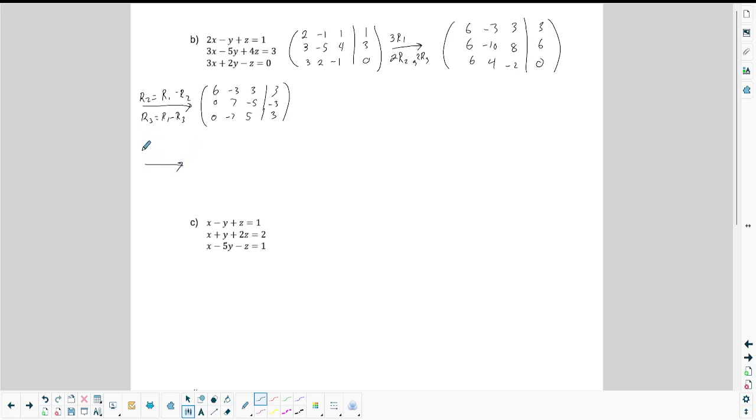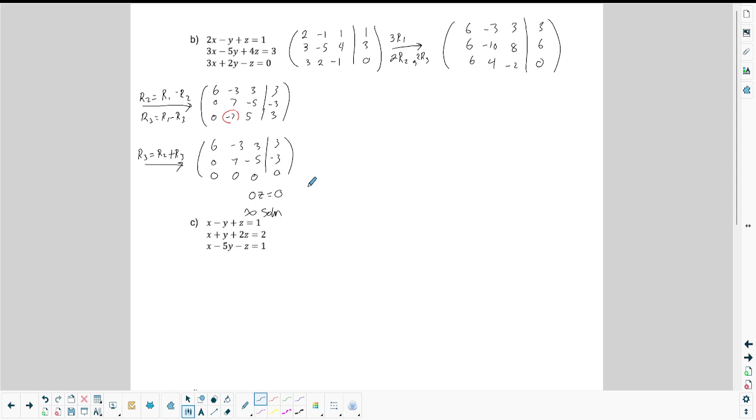Just to show it fully, if you didn't notice that, that's fine. There's a lot of numbers going on. You just do, okay, well, row 3, let's do row 2 plus row 3, because that's how I would get my 7 here to be a 0. So 6, negative 3, 3, 3, 0, 7, negative 5, negative 3, 0, 0, 0, 0. So what does this mean? This means 0z equals 0, infinite solutions, as I said.